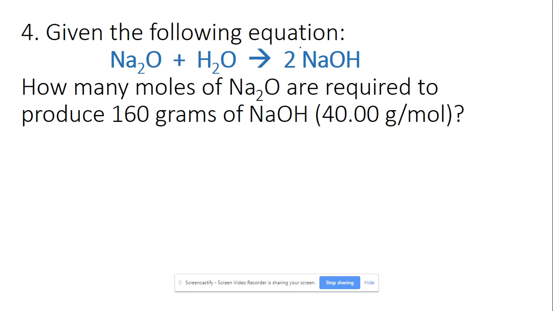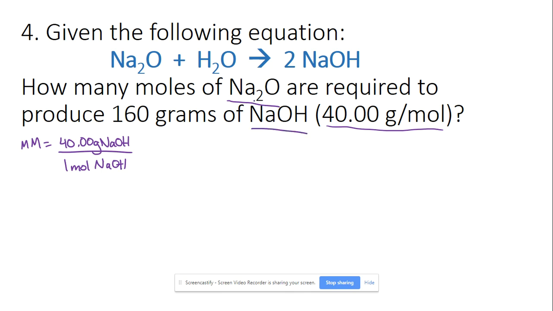If we look at this, they give us the molar mass of NaOH, so we don't have to calculate that. I'm just going to write it to the side. Our molar mass equals 40.00 grams of NaOH over 1 mole of NaOH. And since they are asking us to convert from NaOH to Na2O, that means we're going to need the mole ratio. Again, whenever you're going from one compound to the next, you need the mole ratio. I'm going to put NaOH on top. Again, it doesn't matter at all. You could put Na2O on the top as well.